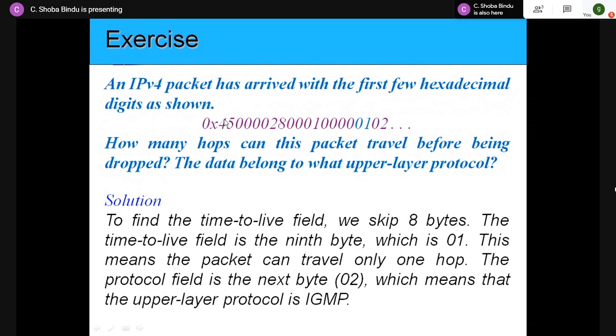The next 4 bits is 5 here. That represents the header length. So 5 is the header length. So the header length is 5 into 4, that is 20 bytes. Now, what is required here?